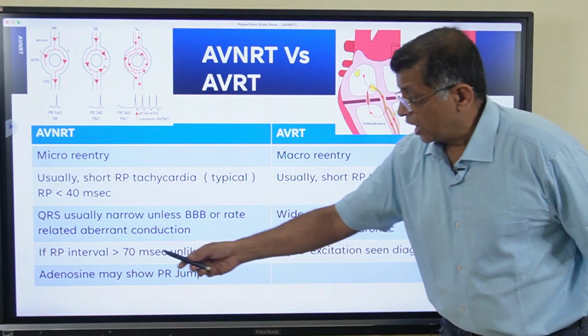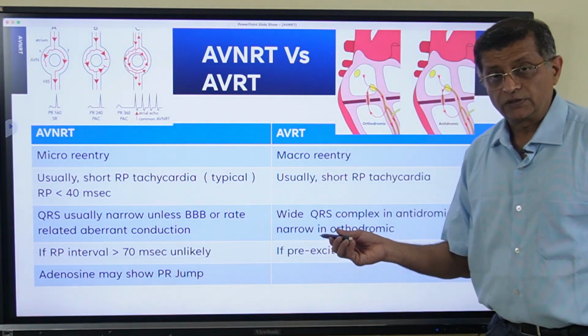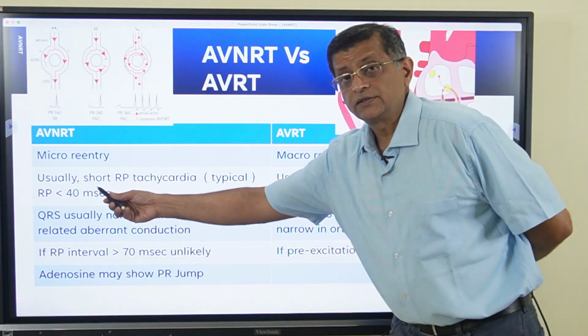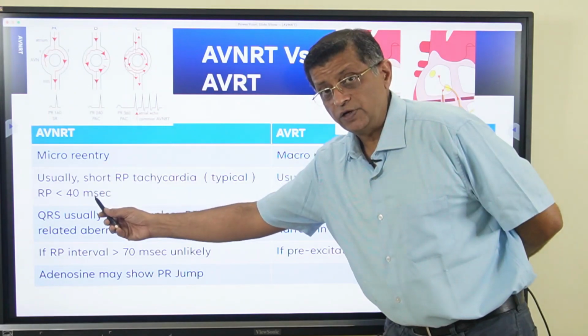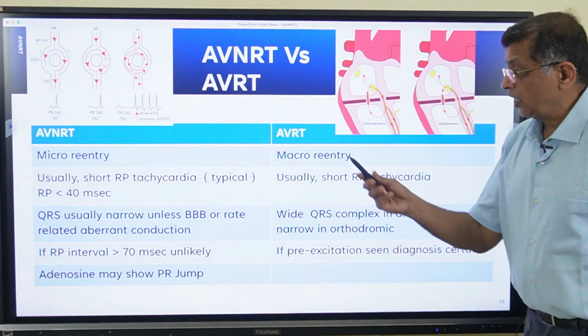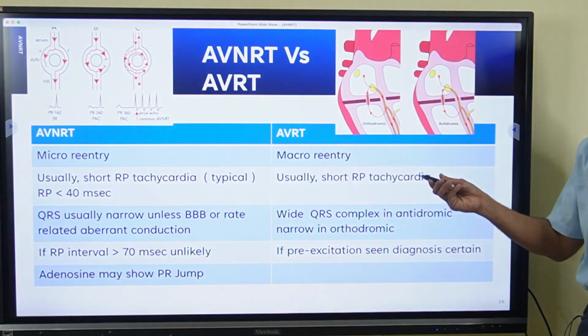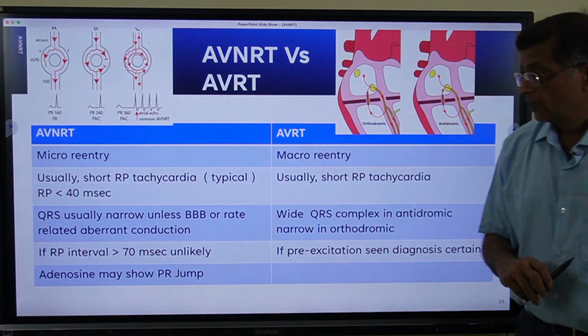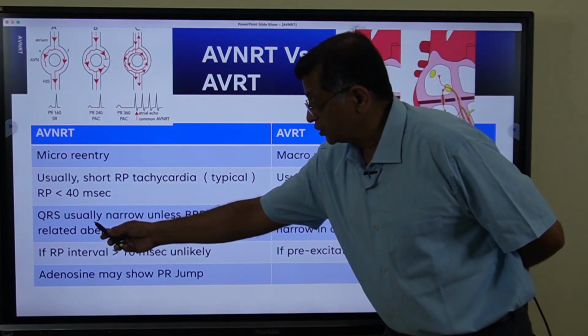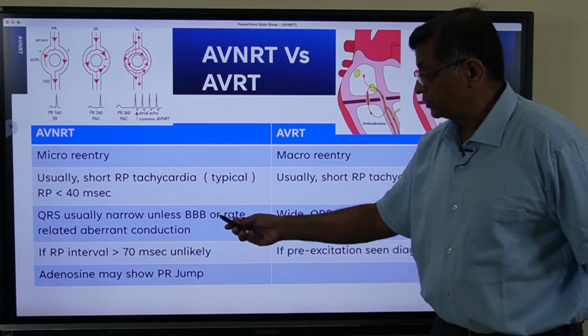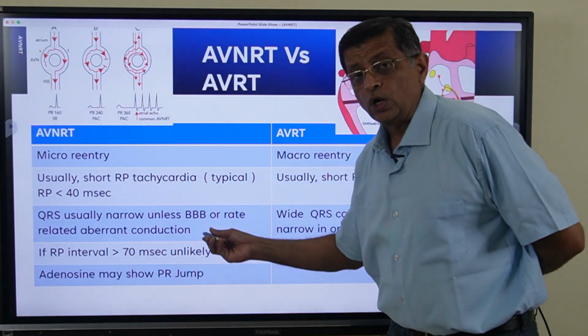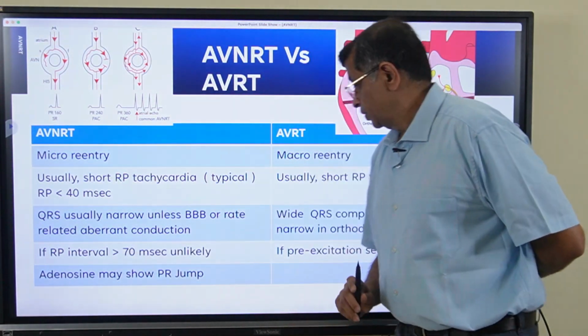So if the RP interval is more than 70 milliseconds, it is very unlikely that this tachycardia is AVNRT. Also, AVNRT usually is a short RP tachycardia. Here the QRS is usually narrow unless there is bundle branch block or rate related aberrancy.